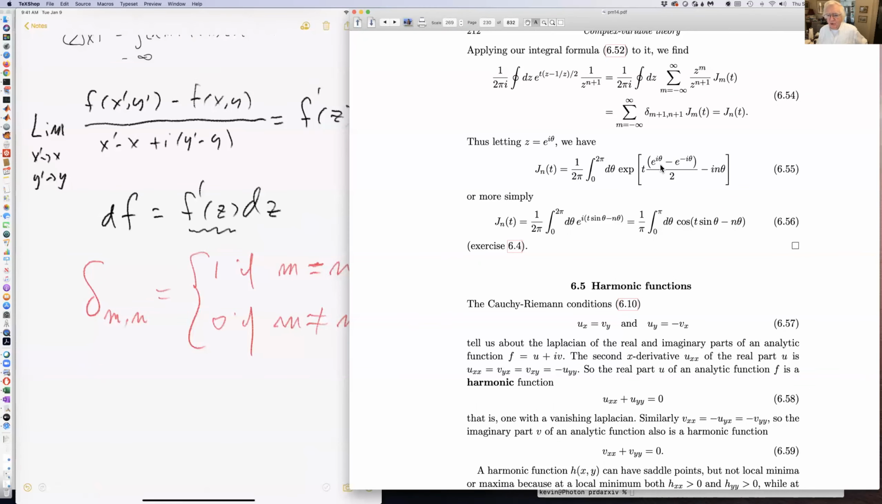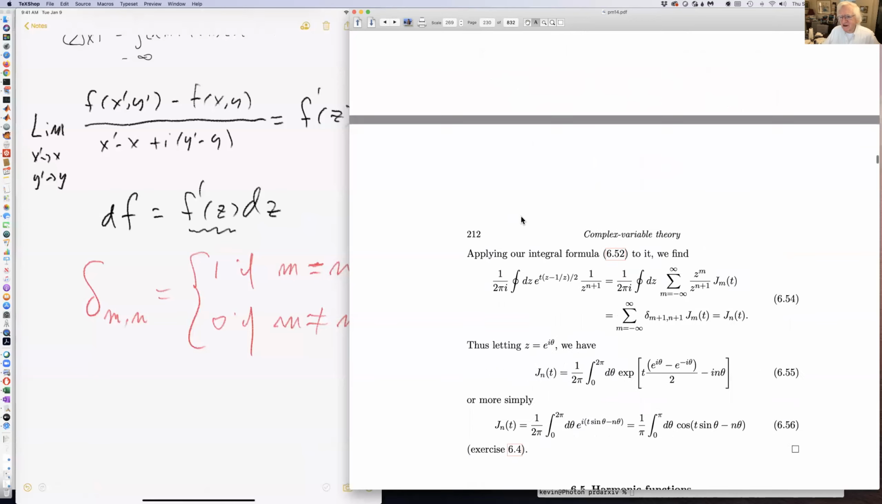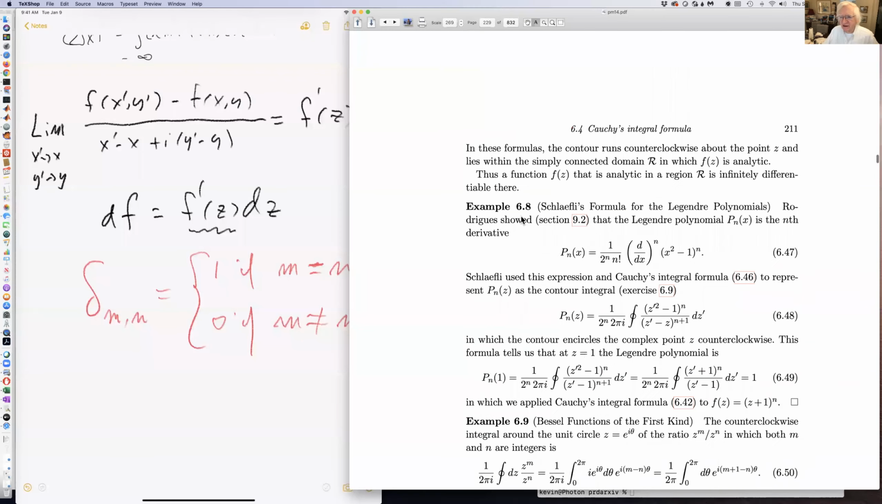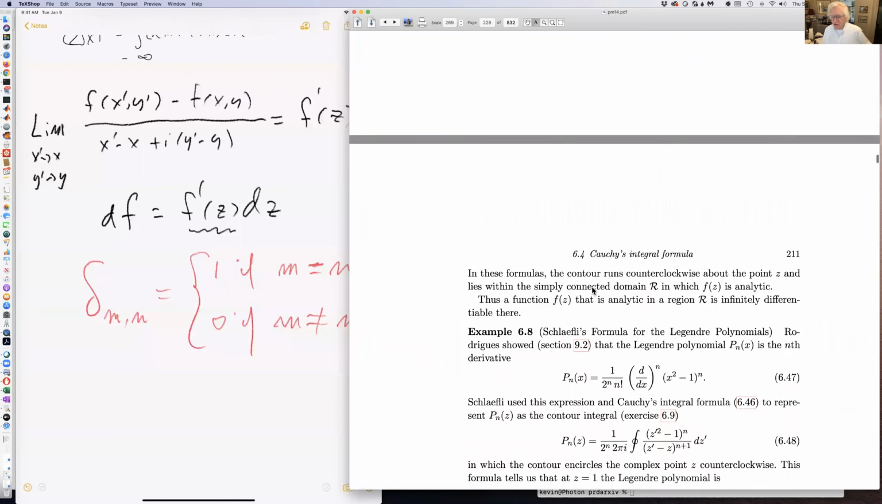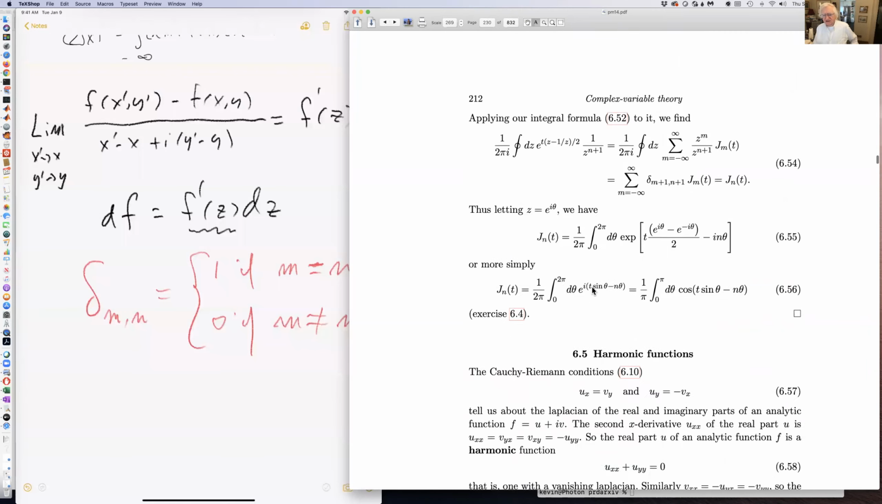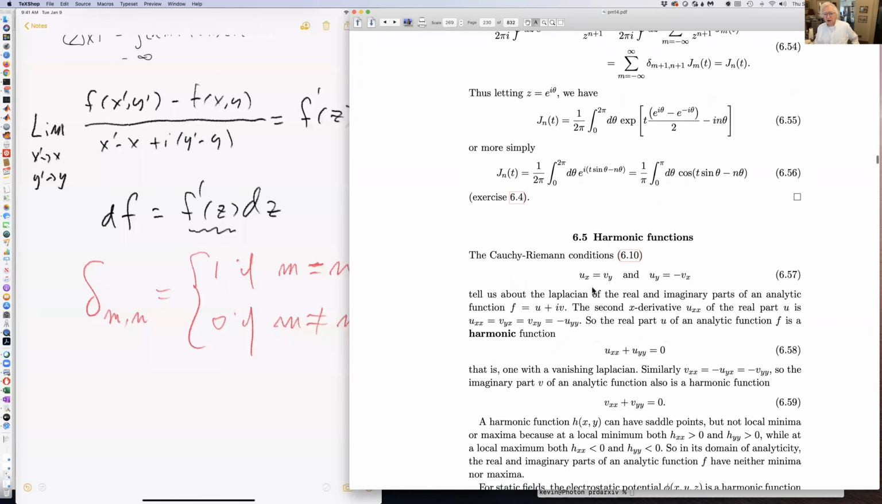What we have more simply is that Jn of t is 1 over 2 pi integral d theta e to the i t sine theta minus n theta. And one of the exercises is to show that that's equal also to 1 over pi integral d theta cosine of t sine theta minus n theta, which is actually a standard formula for the Jn of t. So that's an example of an application of Cauchy's integral formula.